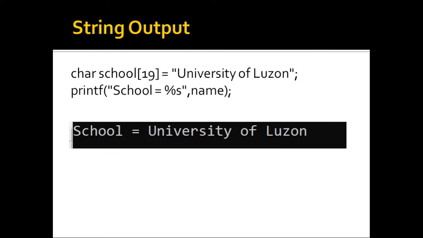How do we print a string? A string in C language is actually an array of characters. So we have here char school[19], an array containing 19 characters. There is a typographical error: this should be school, not name. So printf school equals %s. The value of the school variable will be substituted for %s, which is University of Luzon. So the output will be school equals University of Luzon.